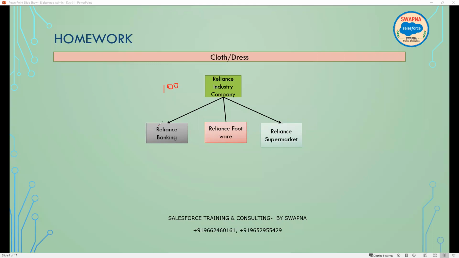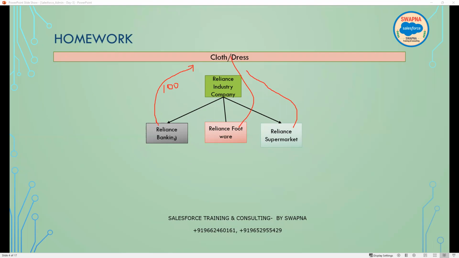Now the banking company also wants to follow the same dressing code, so they will also go and buy the dressing. Similarly, footwear also wants to follow the same dressing code, and the supermarket also wants to buy the same dressing clothes. So like this, they get whatever the requirement is. Based on the requirement, they get the information and the details.